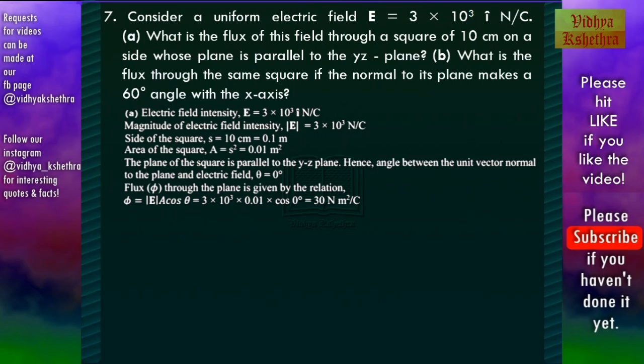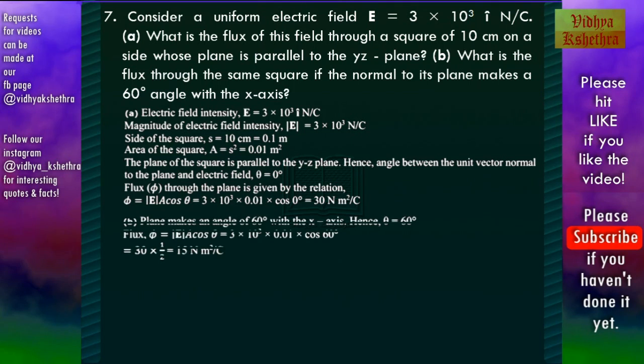Therefore, flux through the plane is given by the relation phi = EA cos theta. That's equal to 3 into 10 raised to 3 into 0.01 into cos 0 degree. That's equal to 30 Newton meter square per coulomb. Now, when it makes an angle 60 degree with the plane, then we substitute cos theta equal to cos 60 degree and we get the answer 15 Newton meter square per coulomb.